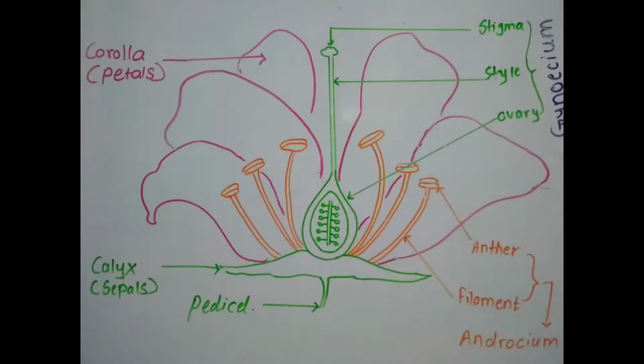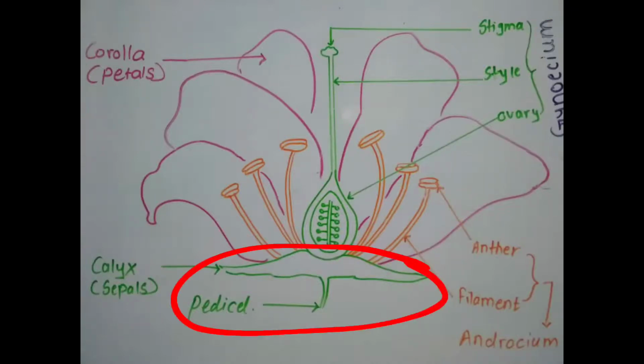Many flowers do not have this pedicel part. Such flowers are called sessile flowers, meaning the flower which doesn't have a pedicel in its structure is called sessile, and the flower which has this structure in its floral part is called a pedicellate flower. So two types of flowers are there, pedicellate flower and sessile flower.